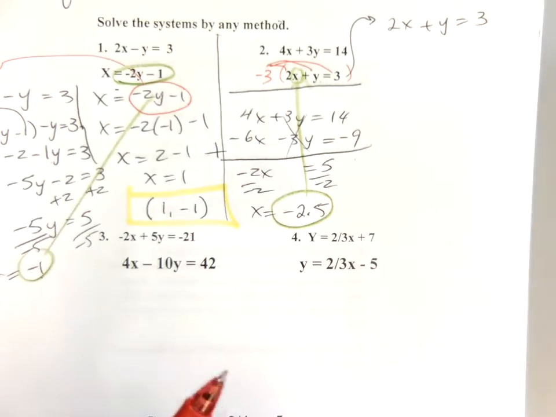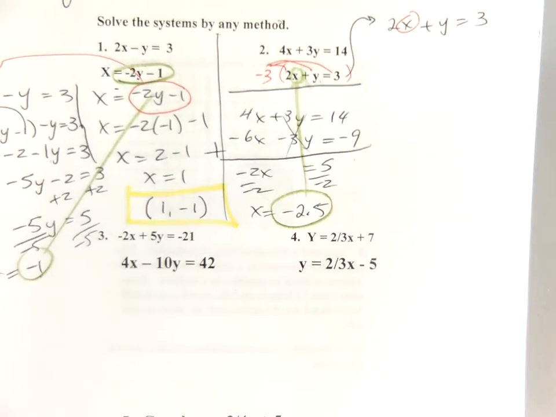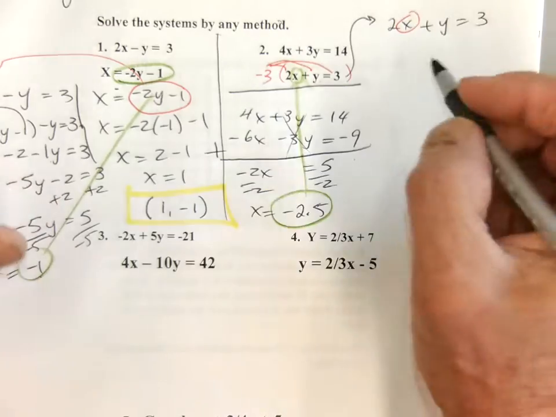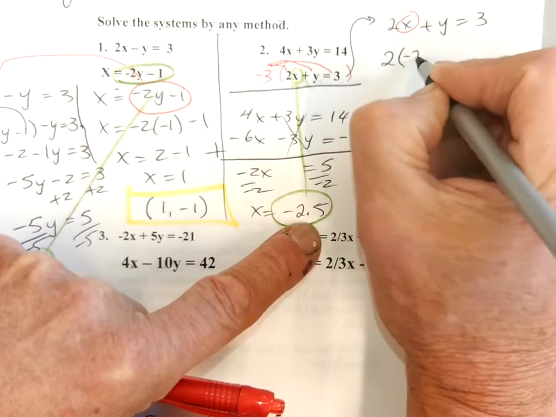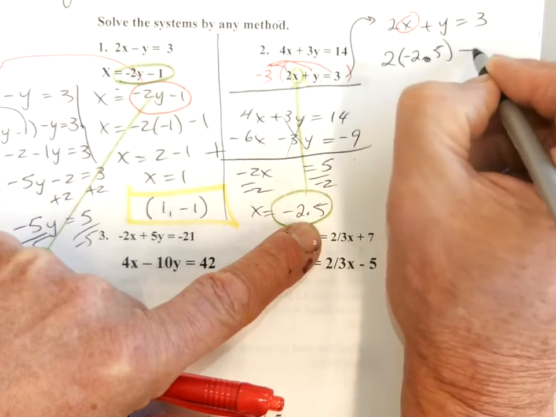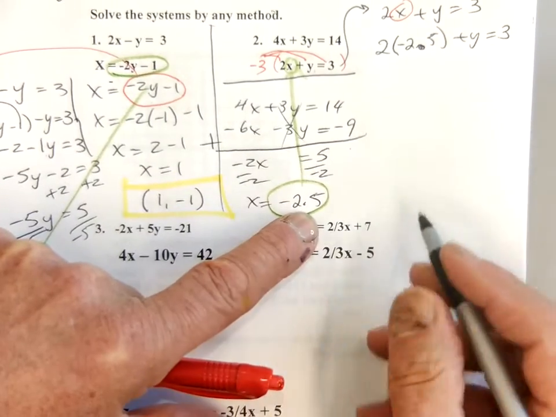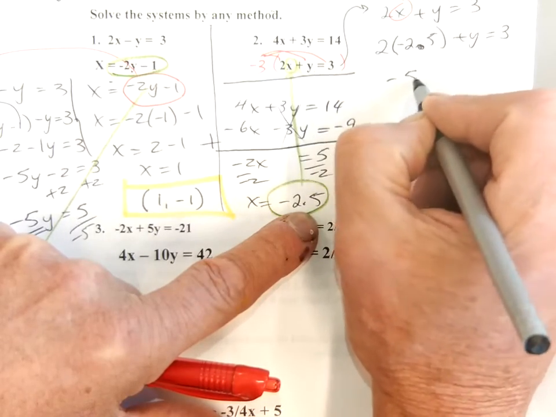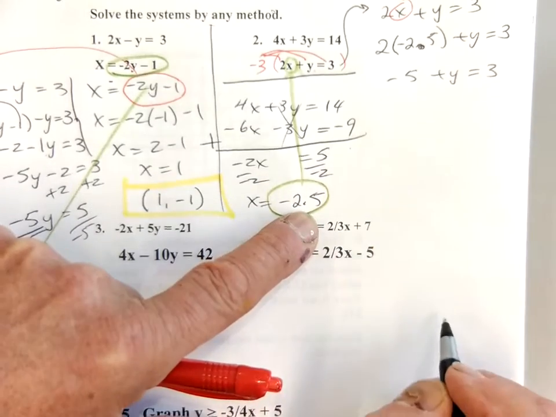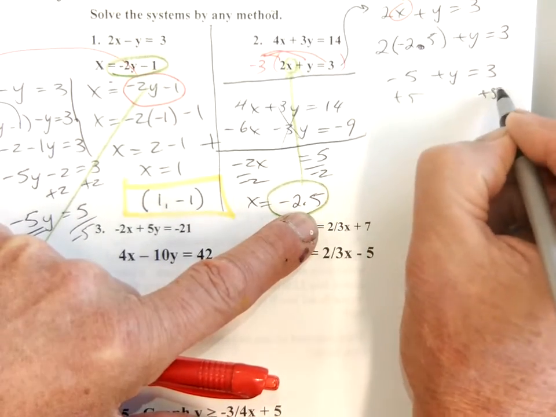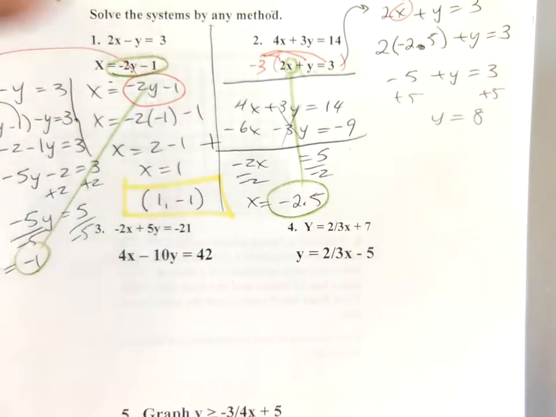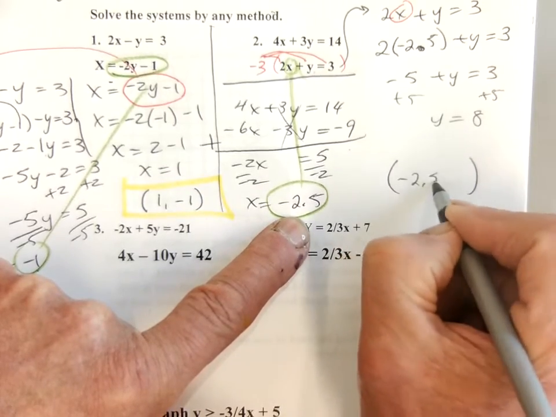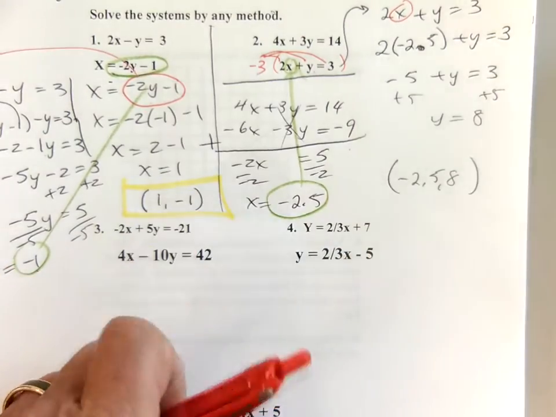And instead of writing my x, I'll replace x with what x is equal to, which is negative 2.5. Right there. 2, and I'll replace x with a negative 2.5 plus y equals 3. That's a negative 5. 2 times negative 2.5 is a negative 5. I will plus 5, y is 8. Okay, so my answer is a point x, y, and so I get negative 2.5, 8.